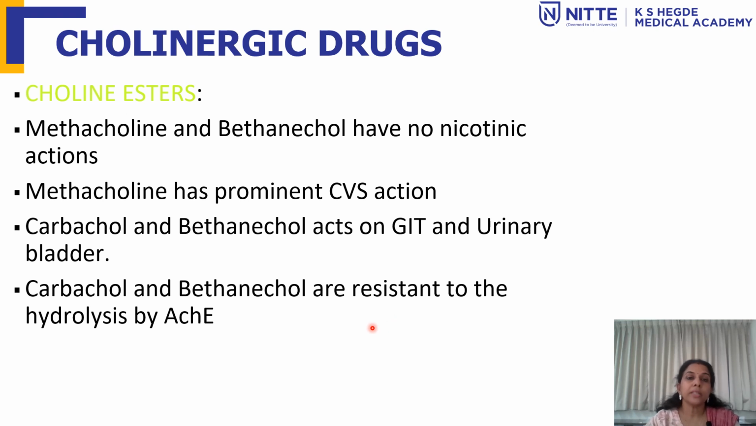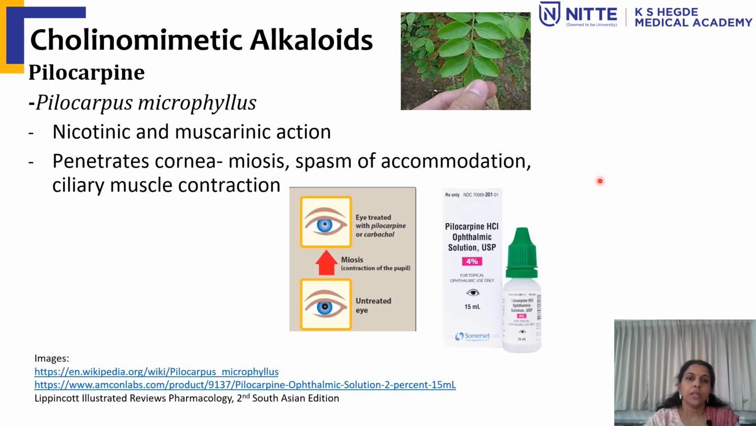So mainly among these cholinergic drugs, bethanechol and pilocarpine are the ones used: among the esters, bethanechol, and among the alkaloids, pilocarpine. These are the ones which are used clinically. Now about pilocarpine.